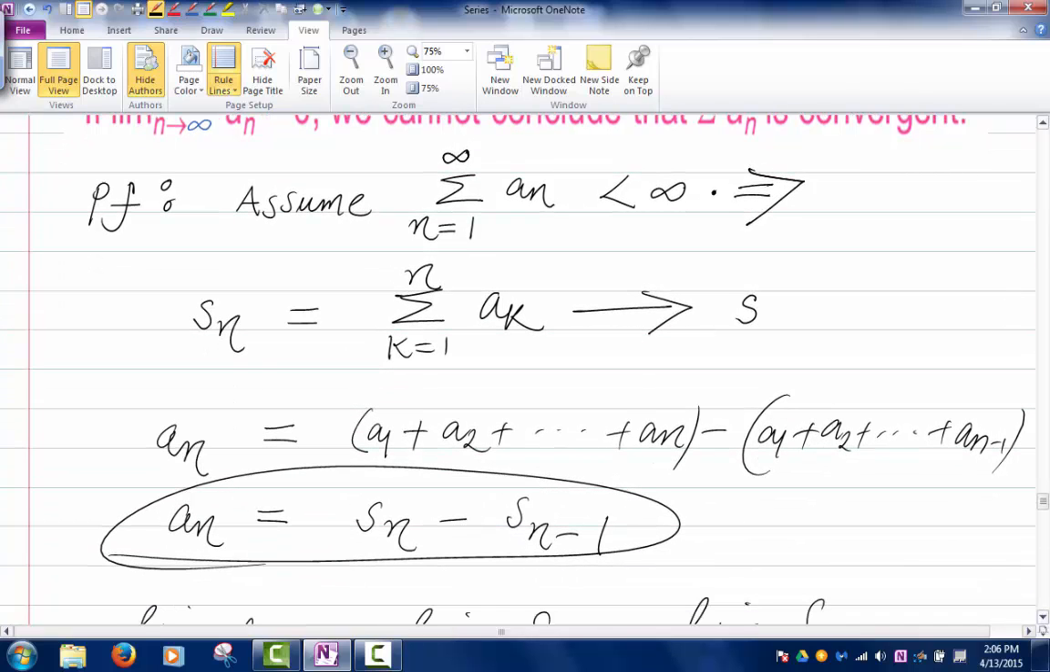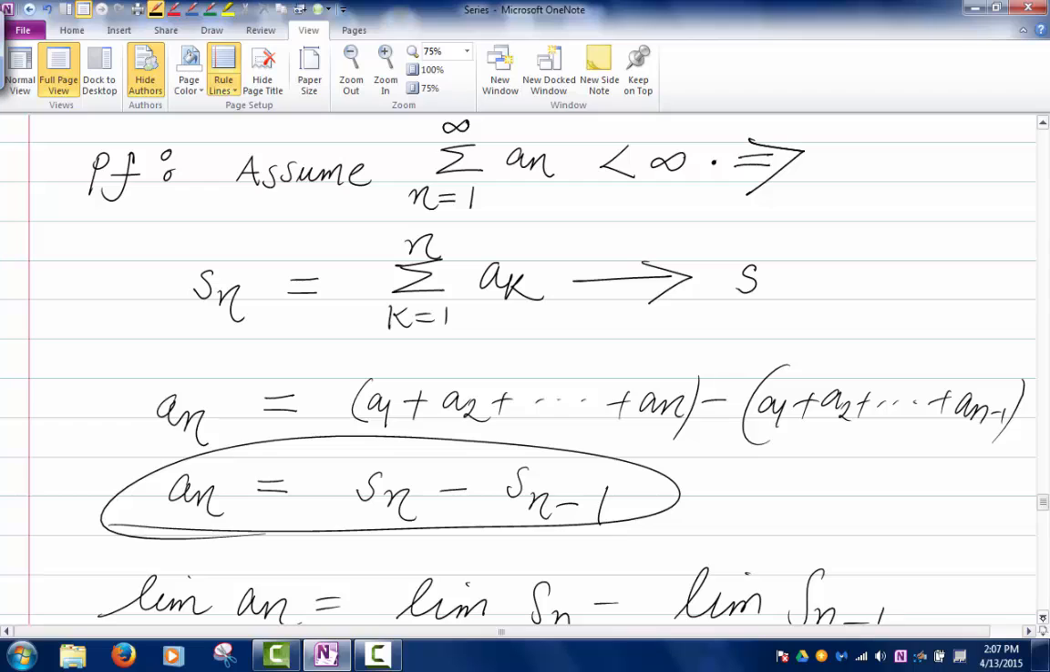Now, I'm going to write the nth term in a very weird way. I'm writing an as a1 plus a2 plus dot dot dot plus an, minus a1 plus a2 plus dot dot dot plus an minus 1. You see that the right hand side is exactly an. It's a bad way of writing an, but there is a reason. Now a1 plus a2 plus dot dot dot plus an is exactly Sn, the nth partial sum. And a1 plus dot dot dot plus an minus 1 is Sn minus 1, the sum of the first n minus 1 terms. So the difference between Sn and Sn minus 1 is an.